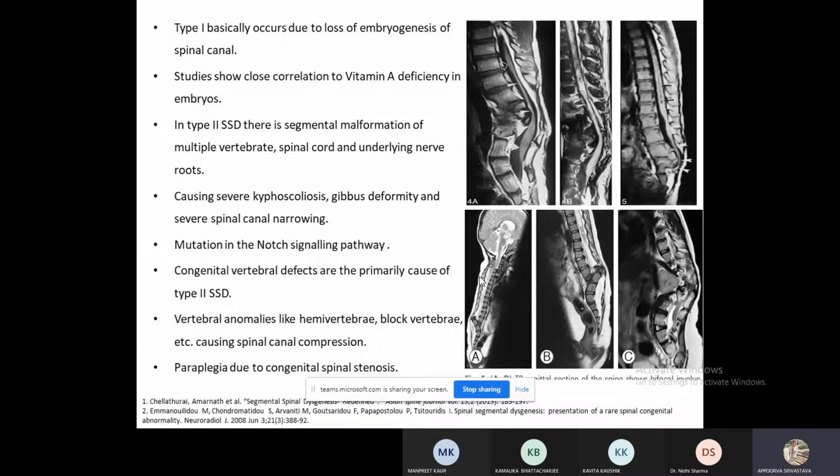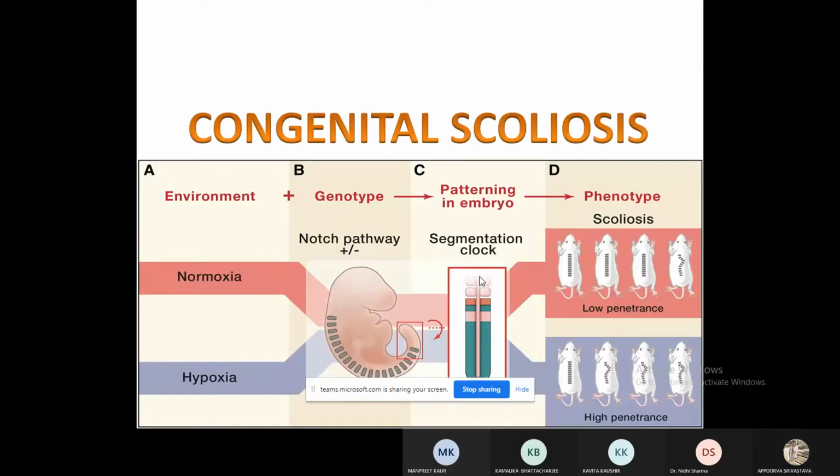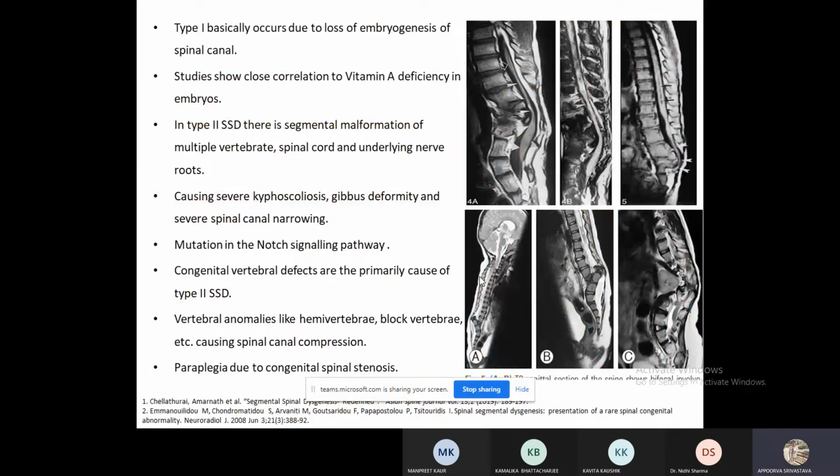Congenital vertebral defects are the primary cause of type 2 SSD. Vertebral anomalies like hemivertebra, block vertebra, etc., cause spinal canal compression, wedge-shaped vertebra, and paraplegia due to congenital spinal stenosis. Ma'am, these are the CT scans and MRI scans, T1 and T2 weighted, for various types of canal compression due to SSD.